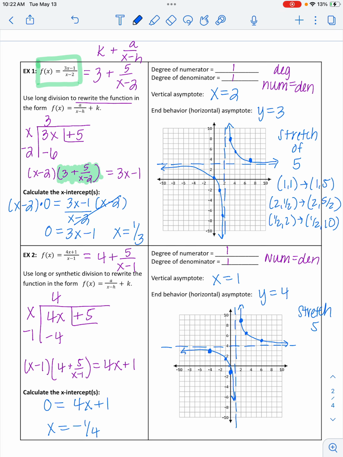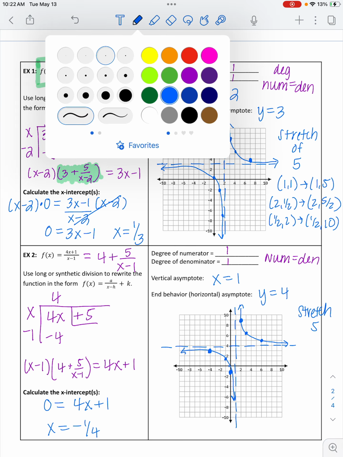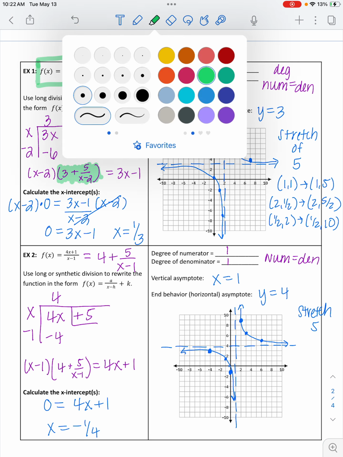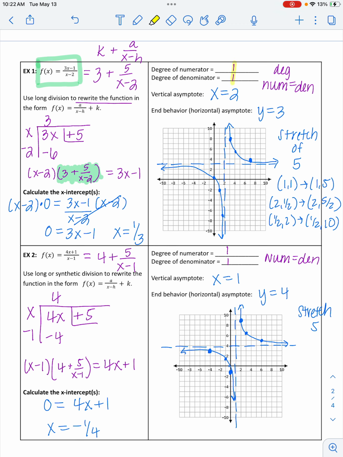Okay. So in both of these, something very specific happened that we need to highlight. In both of these, the degrees, I wanted to highlight, not write it in. Both of these degrees were equal. So it doesn't matter that they're 1, it matters that they're equal. Okay, why does that matter? Because there is a relationship. If the degrees of the numerator and denominator are the same, there is a relationship between what this end behavior asymptote is going to be and the original rational function.